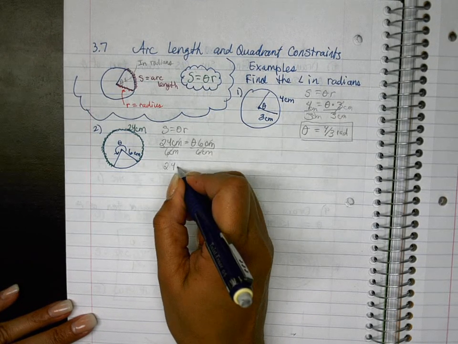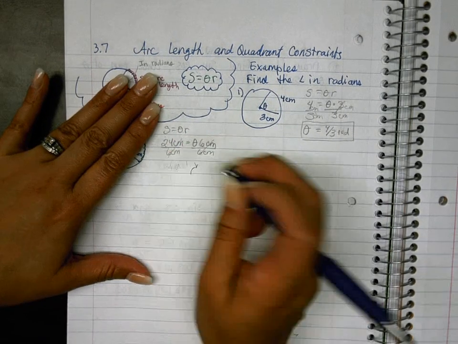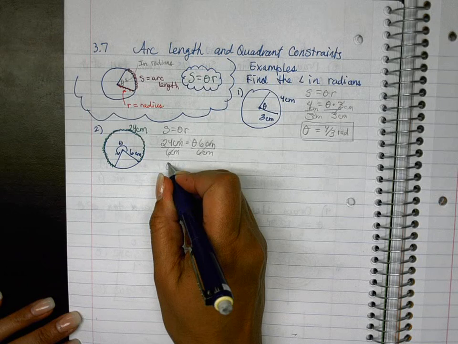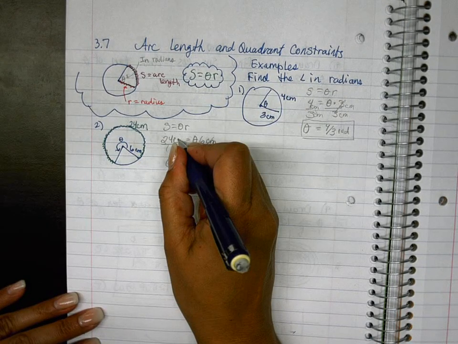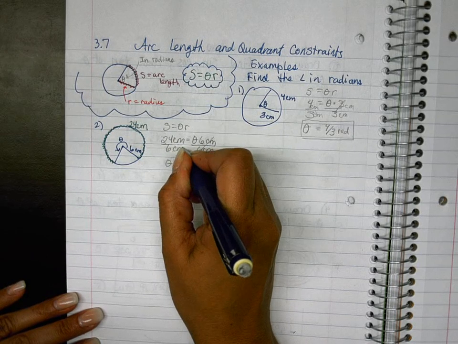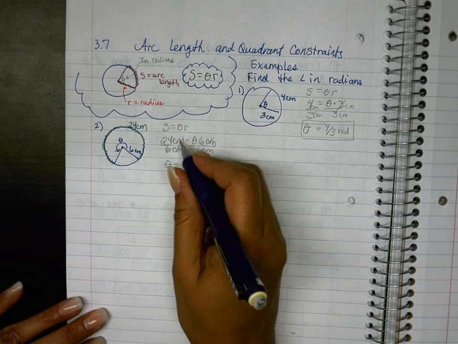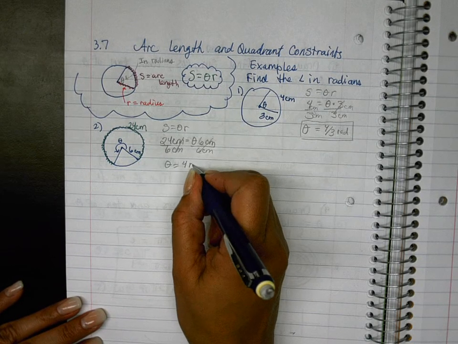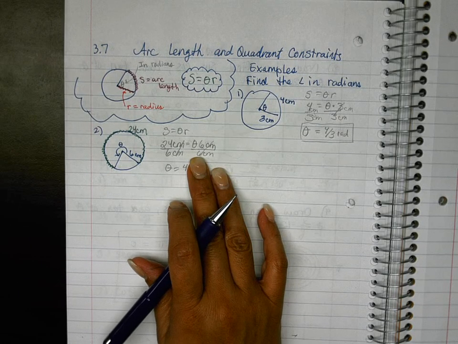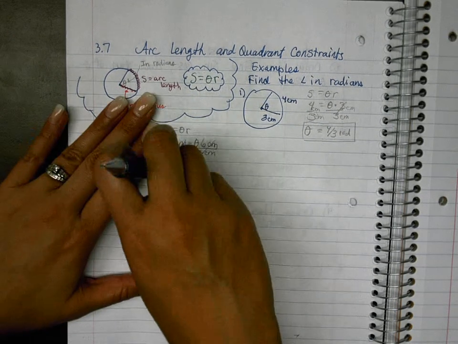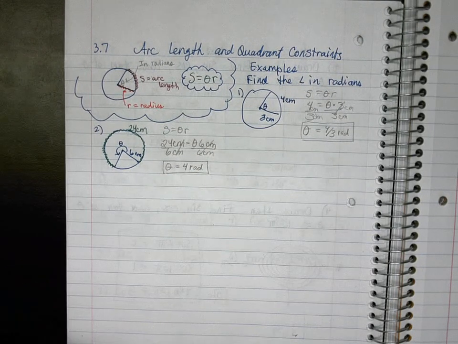So theta equals 24. Not 24. Sorry. Theta equals. I didn't mean to reduce the 6. That's where I messed up. Centimeters reduced, and then you reduce the 24 by 6, and you get 4. Theta equals 4 radians. Again, it's not necessary to label it. It's just implied. It's radians, but I'm labeling it just to remind you that the 4 is not centimeters. It is radians.